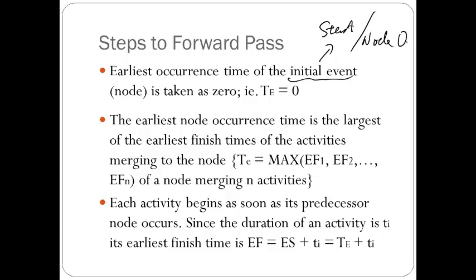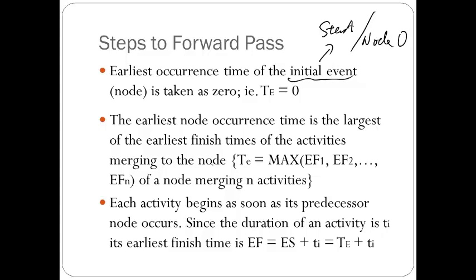Okay, and then the earliest node occurrence time is the largest of the earliest finish times of the activities merging to the node. For example, we'll take this one as an example again. So if we calculate the earliest finish time here to be 14, okay, so we put the earliest finish time here. The earliest finish time for this activity is 14, and this one say 20. Meaning the earliest finish time for E is 20, and the earliest finish time for C is 14.